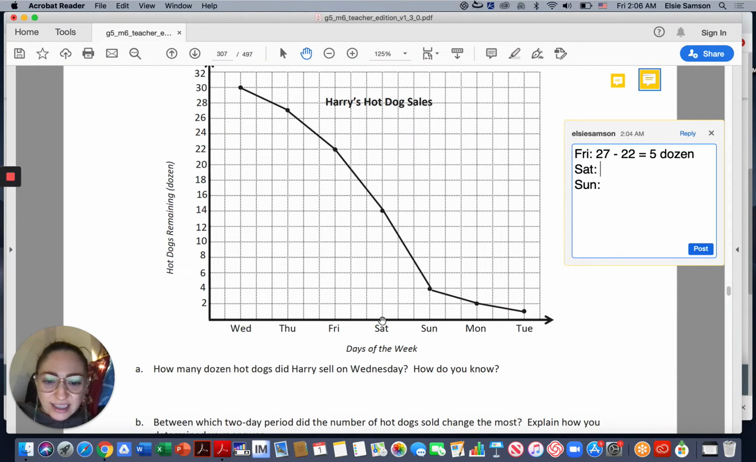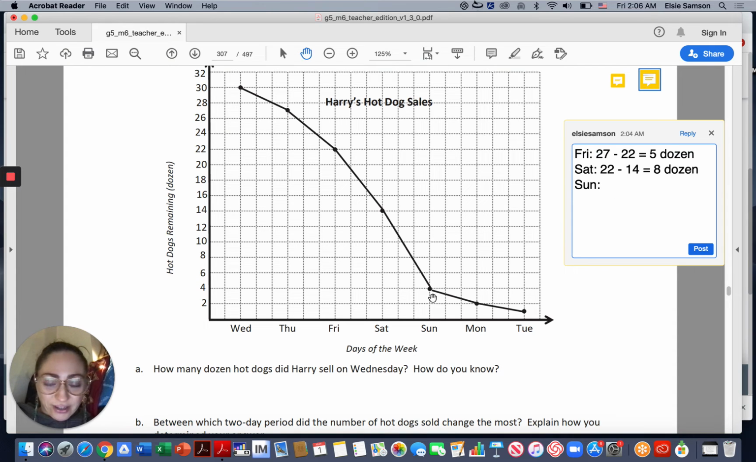Saturday, let's look at Saturday. Saturday, we have to compare with the day before once again. We started with 22 on Friday, and on Saturday, we now have 14 left. And so 22 minus 14, that's the difference. Okay, so we have 8. Remember, this is dozen again. So 8 dozen hot dogs were sold on Saturday.